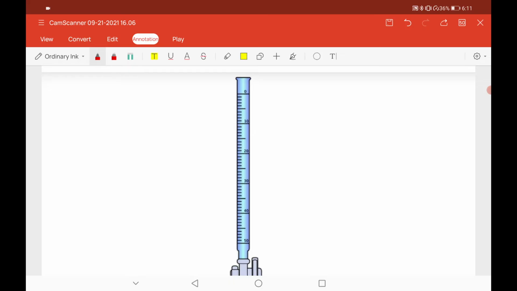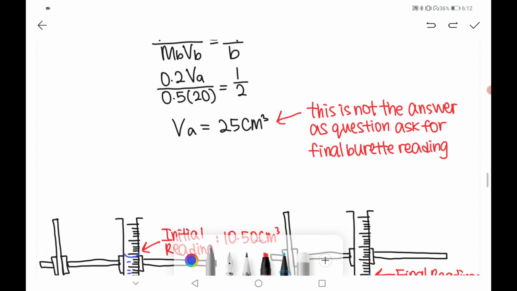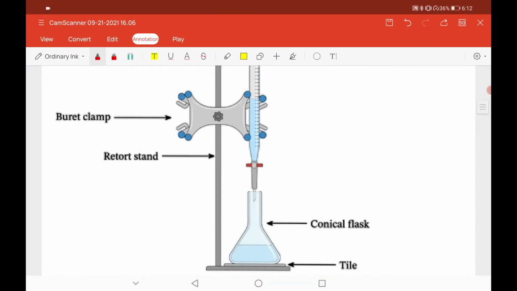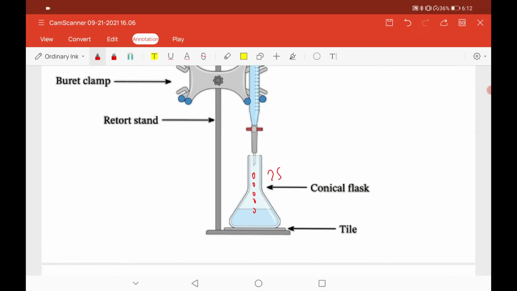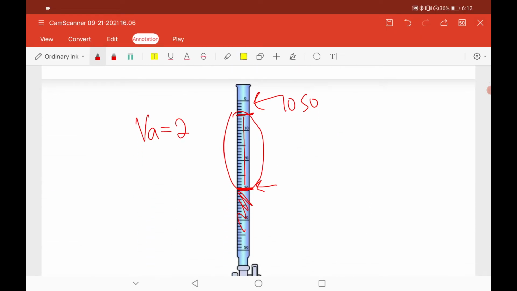I want you to imagine this. The burette reading will become bigger when you use more and more acid. The initial reading is 10.50. So after you use the acid, what is the final reading? How much acid do we use? Just now we calculated that the volume of acid Va is 25, which means we titrate 25 cm cube of the acid into the conical flask. So if this is 10.5, we have used 25 cm cube already.